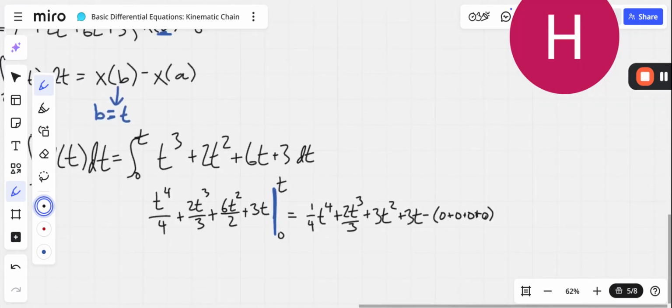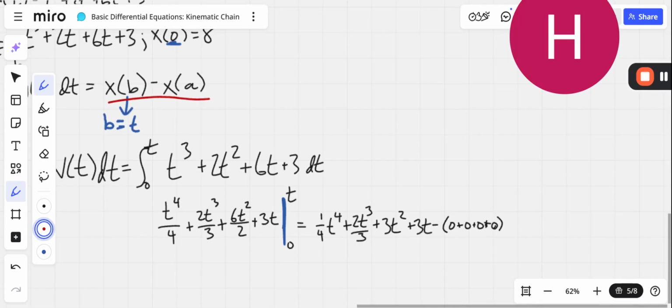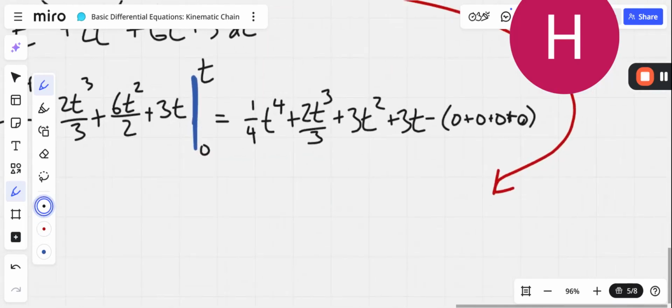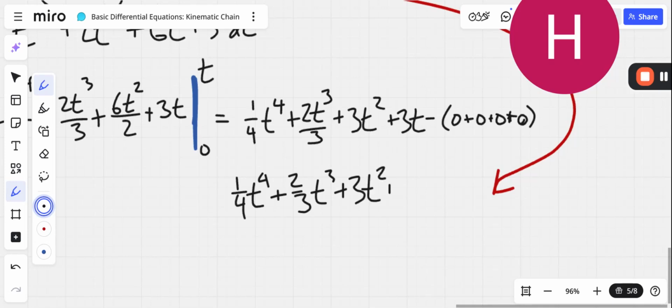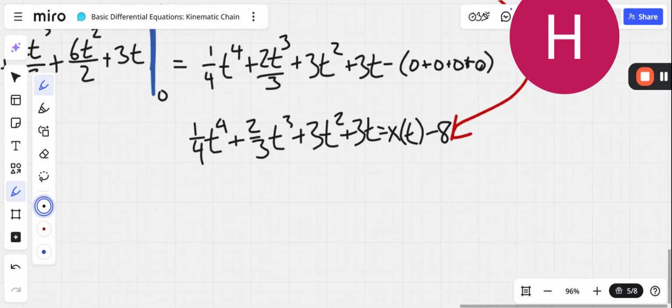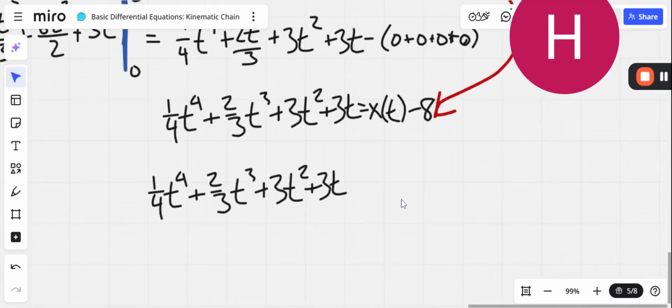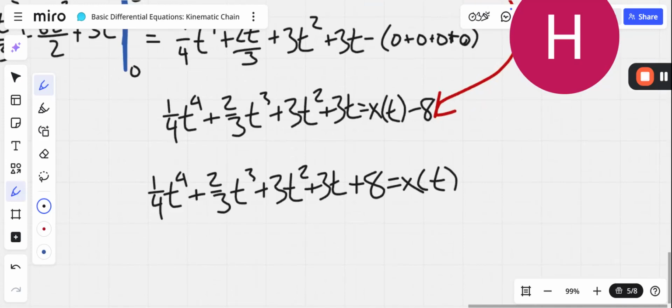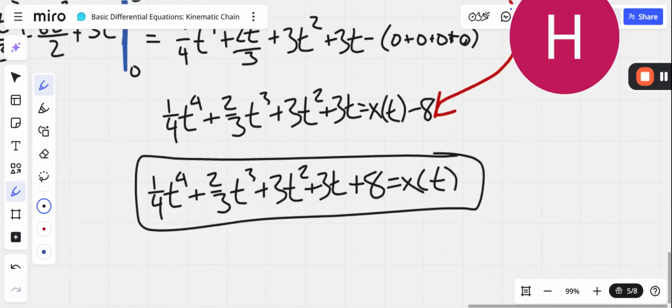But now we can use our right side of the equation for the fundamental theorem. 1/4 t to the fourth, 2/3 t cubed, 3t squared, 3t equals x of t minus 8. So now all I have to do is a little algebra, add the 8, plus 8 equals x of t. And now this position function can tell you the position at any time.